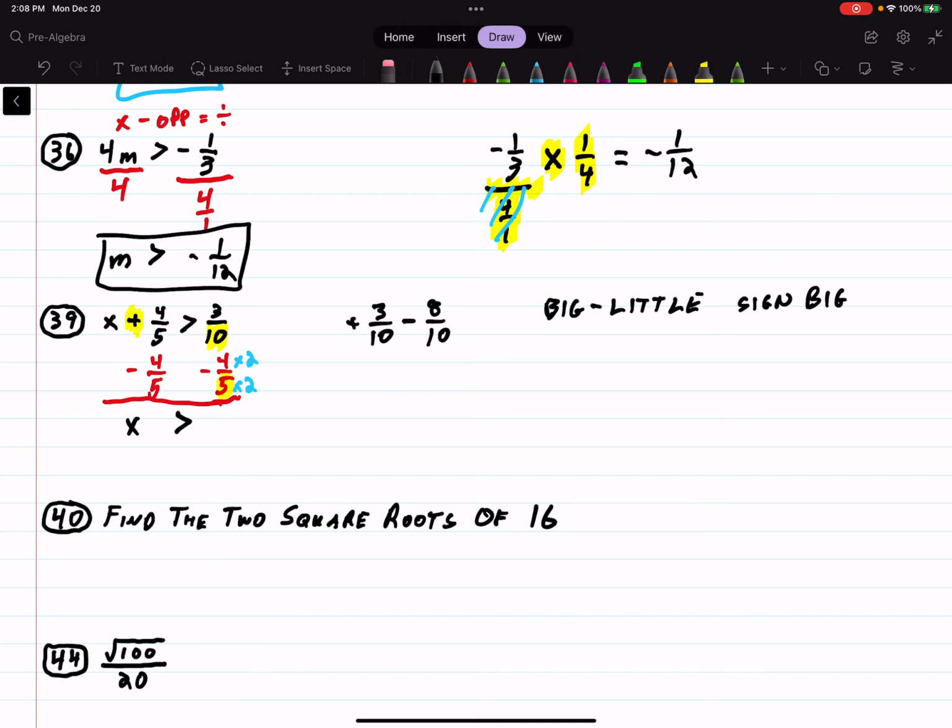Well, the sign of the big number is negative. That's 8. So we take the big number, 8 minus 3. That gives us 5, and we're going to use that sign, which is negative. So we end up with, this equals a negative 5/10, which is equal to a negative 1/2, and that's our answer down here. And that's number 39.